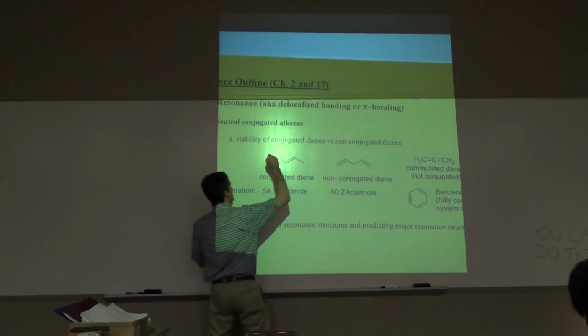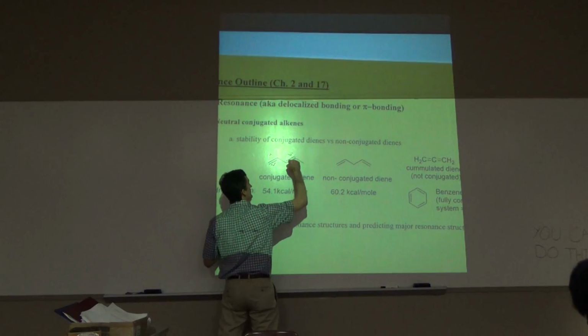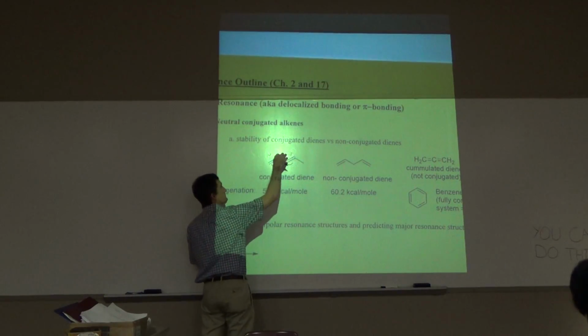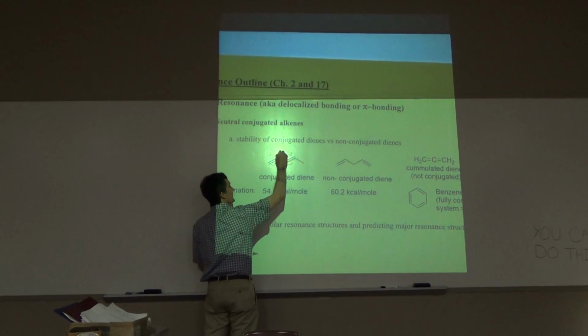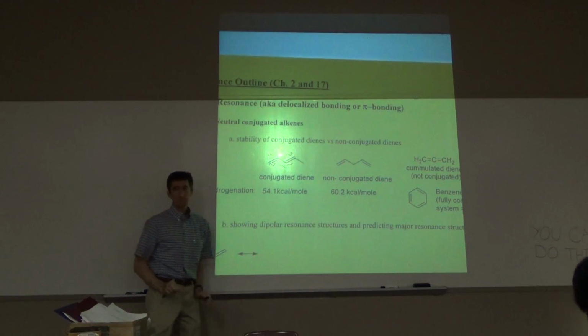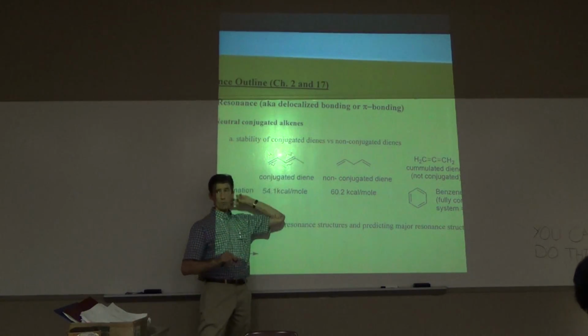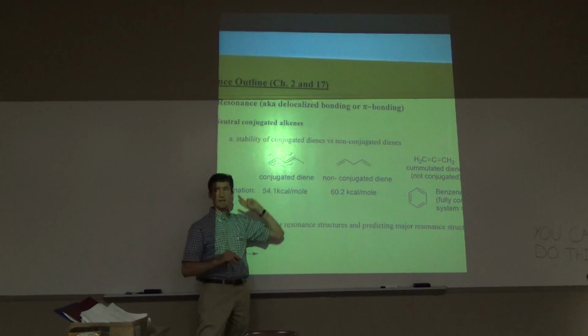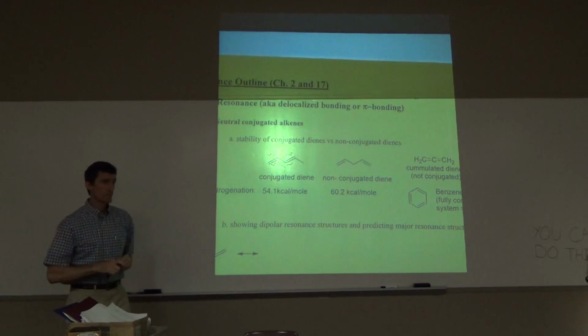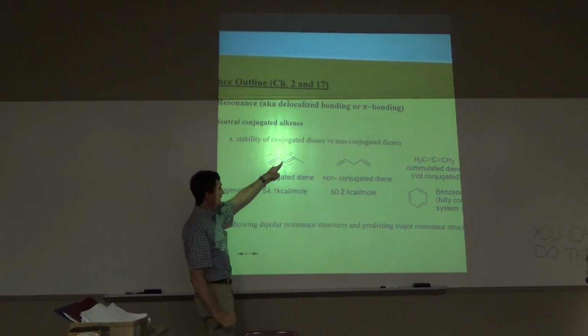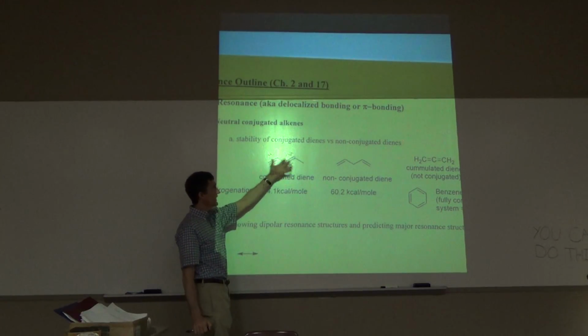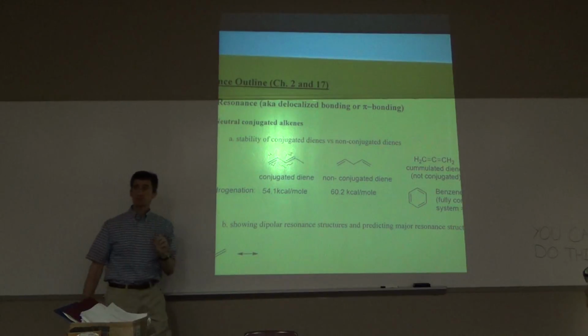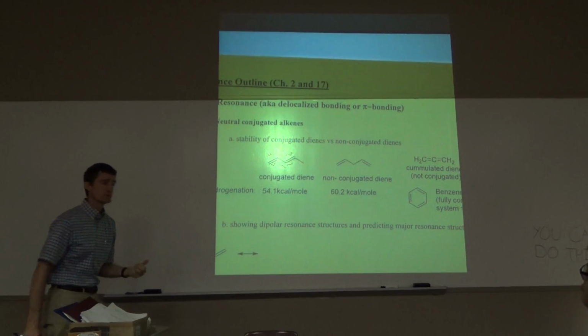We see, yes, pi bond here, but guess what? These are overlapping as well. And so all four p orbitals are overlapping. This alkene is conjugated with that alkene. Okay? Now that looks like a single bond there. That's because that line bond drawing is not fully descriptive of what's going on.